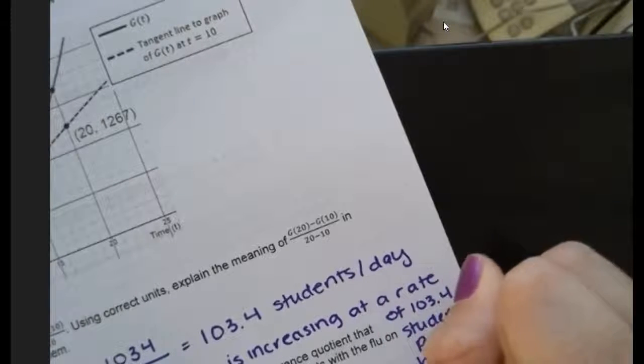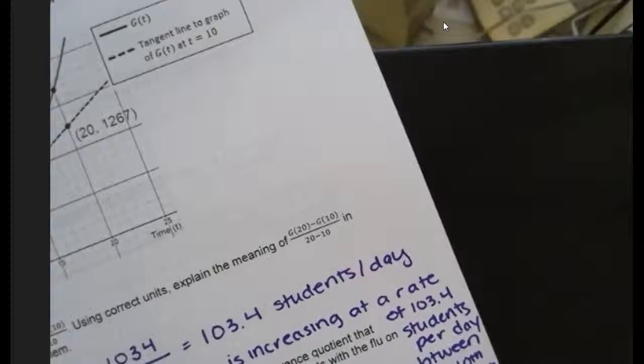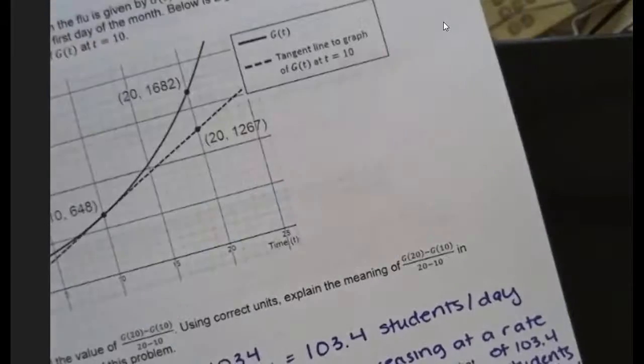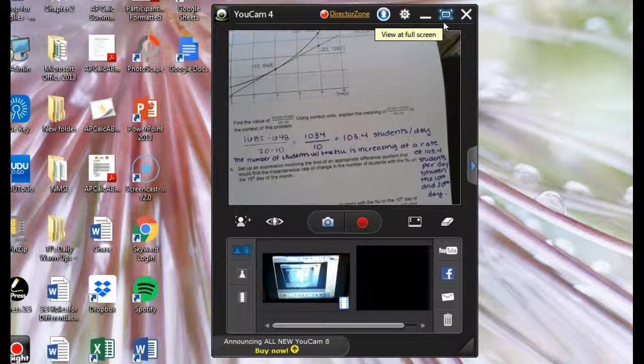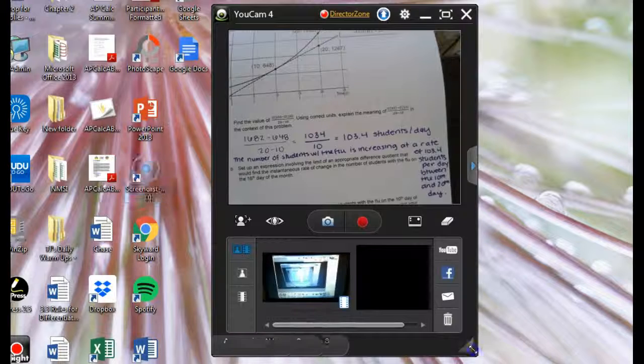Would it be acceptable to round that to 103 because you can't have 0.4 students? That's such a hard question. I don't know. AP is so strict on their 3 decimals. Because you're not saying exactly, you're saying a rate of. If it said at day 10 how many kids were sick, you'd probably round it. They're getting infected little by little.